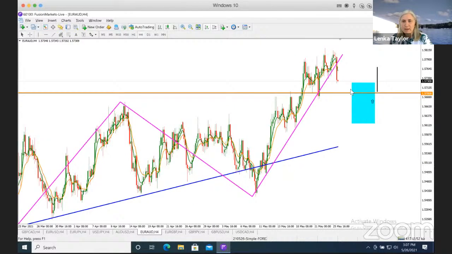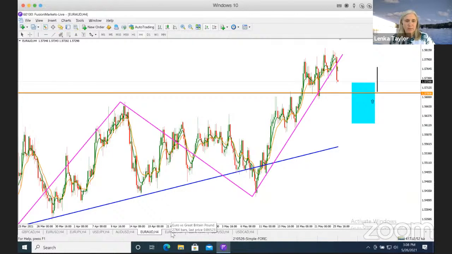If it pulls back down to this area, then I would be looking for a candlestick pattern reversal. At that point, if I get one there, then I would be looking for a long. If not, it might come back a bit further down. So we shall see what happens with that. But now it's coming back down nicely towards what was a support and resistance line.